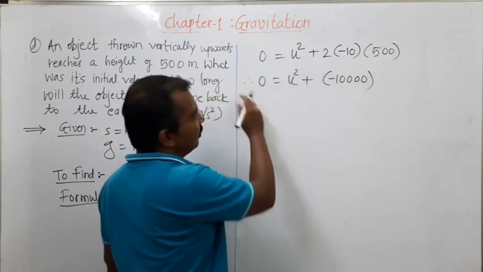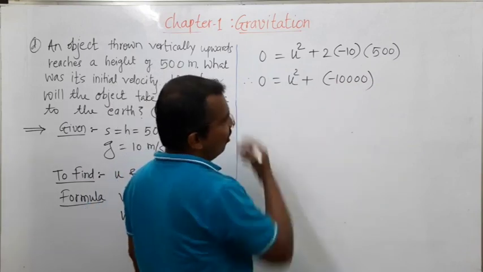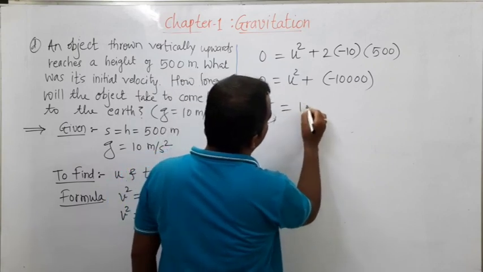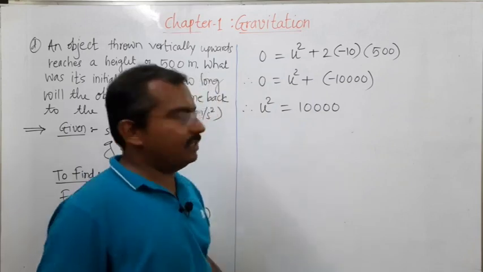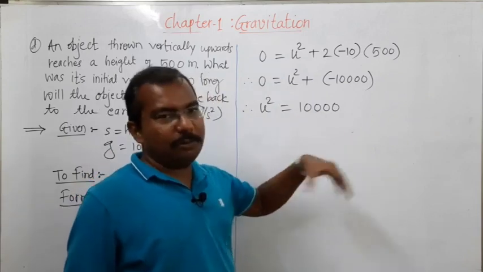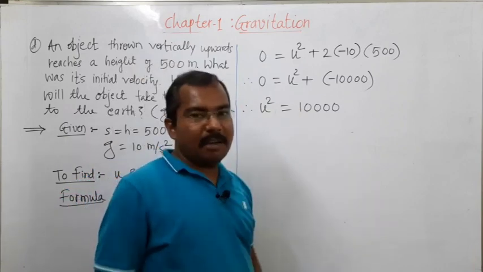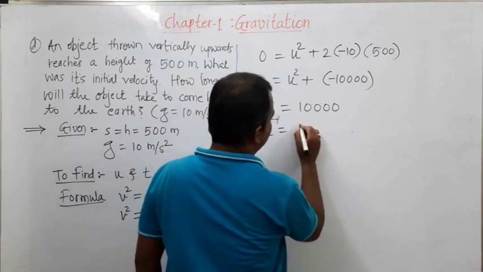10,000. So transform one of the two quantities on the left hand side, this will be u square is equal to 10,000. The negative sign will vanish. u square is equal to 10,000. So square root of u square is u and square root of 10,000 is 100. So u is equal to 100.